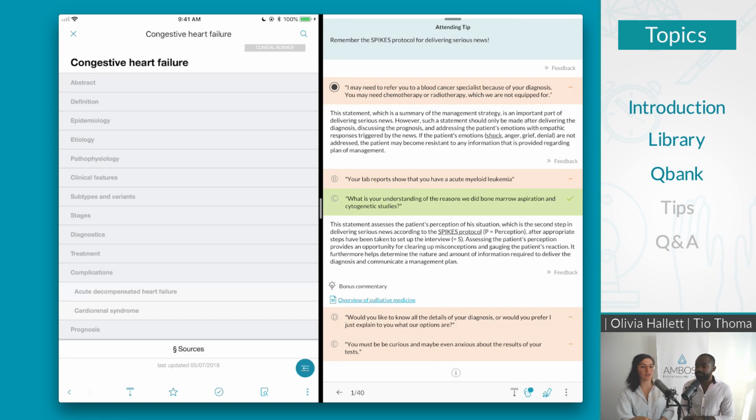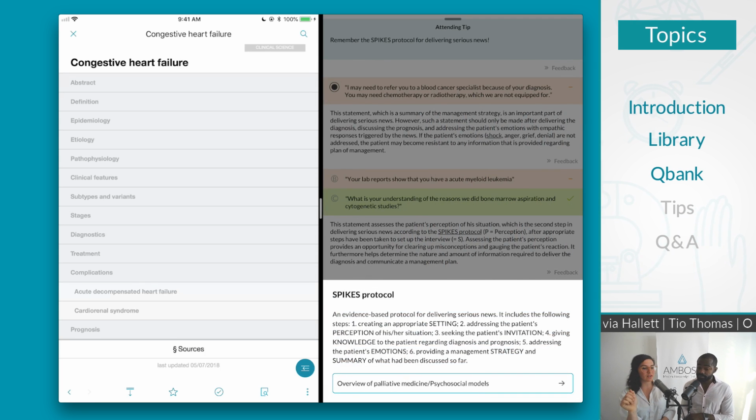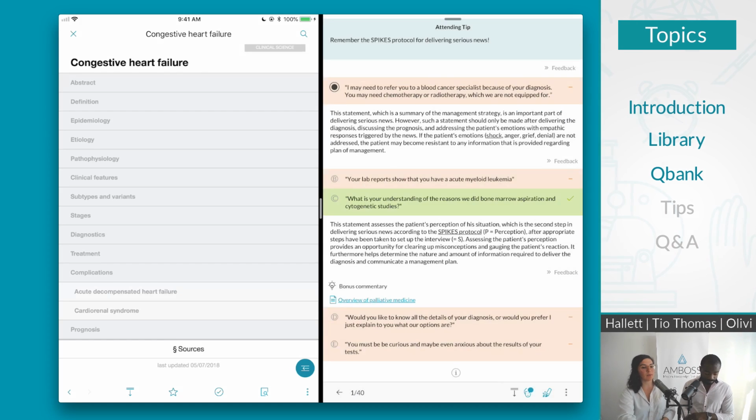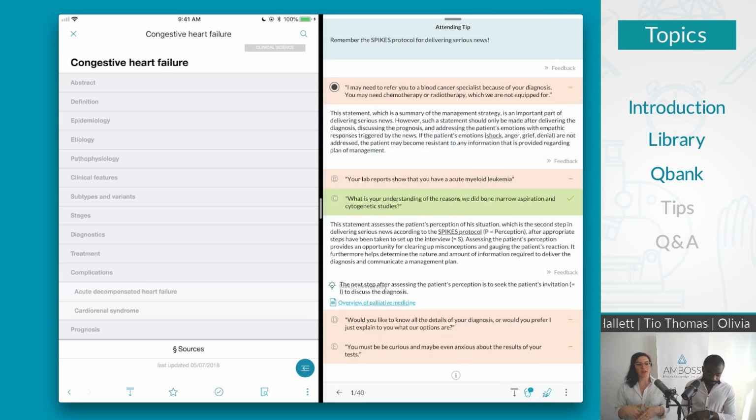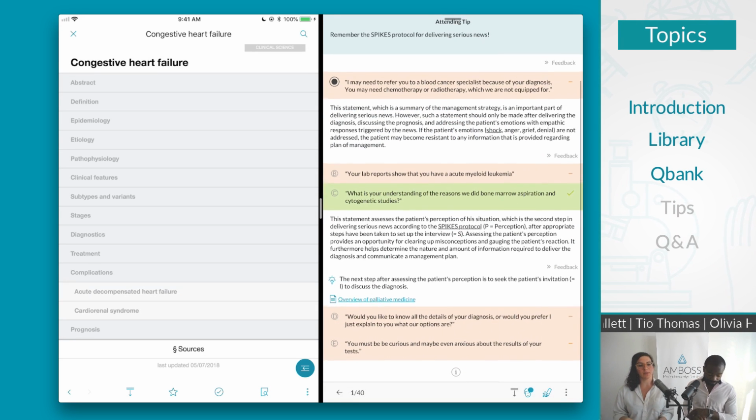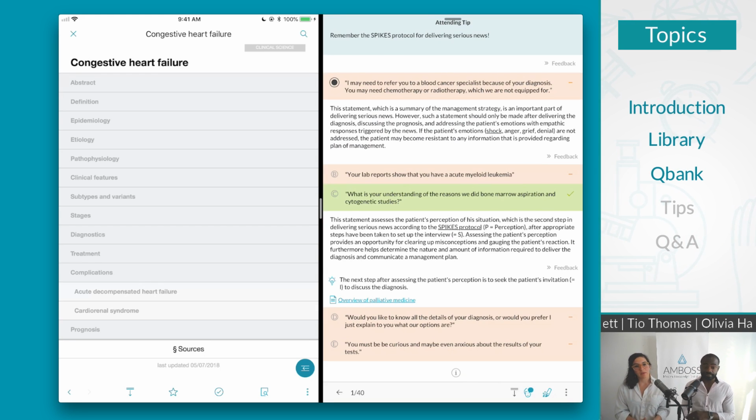Right. And you can also go through and mouse over the SPIKES protocol to get a little more information. You can get some bonus commentary if you want something a little more clinical. And then in the bottom part, you can open up this library card on palliative medicine, which will open side by side in the learning app.